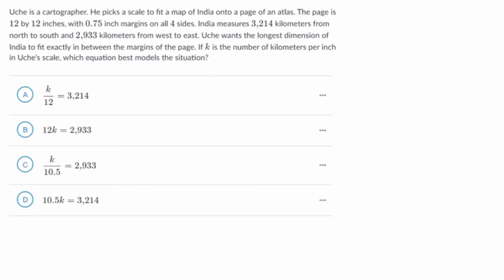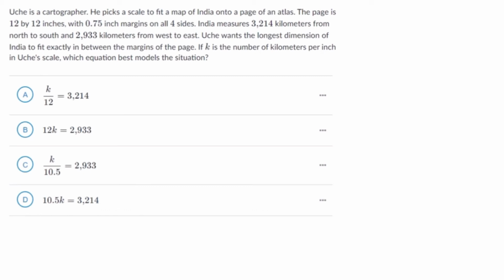And now for this question, they said Uchi is a cartographer. I hope I'm pronouncing his name correctly. He picks a scale to fit a map of India onto a page of an atlas. The page is 12 by 12 inches with 0.75 inch margins on all 4 sides. India measures 3,214 kilometers from north to south and 2,933 kilometers from west to east. Uchi wants the longest dimension of India to fit exactly in between the margins of the page. If K is the number of kilometers per inch in Uchi's scale, which equation best models the situation?